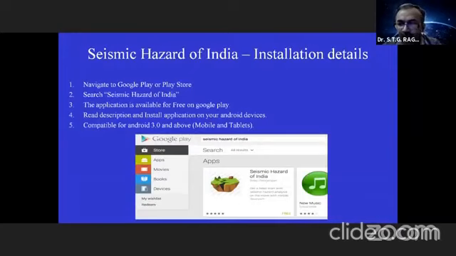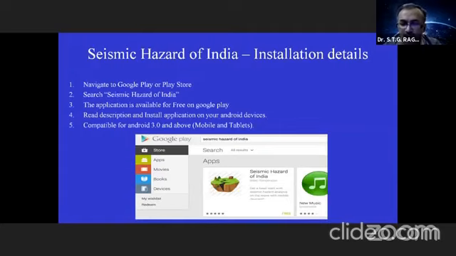All whatever I have shown you until now is available in your mobile phones. So everybody has Android mobile phones nowadays. We have developed a small app, that is the Seismic Hazard of India. So you can go to the Google Play Store. This app is available only in Google Play Store, but it is not available for iPhones right now.